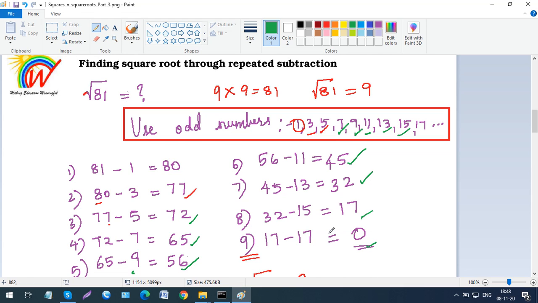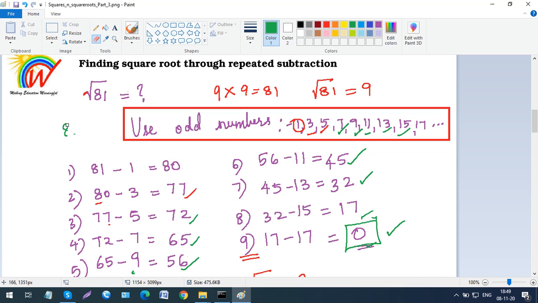So you have to do this until you get 0. If it is a perfect square, you will reach 0. If I take 82, for example, that will never give you 0. If it gives you 0, then it's a perfect square. Understood? If it doesn't give you 0, it's not a perfect square.